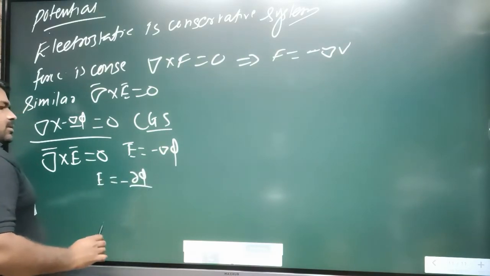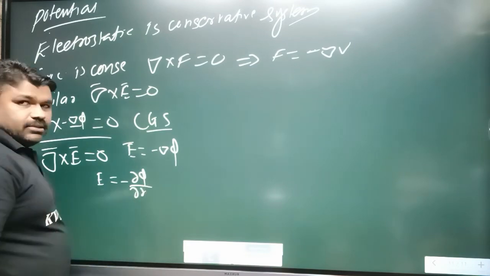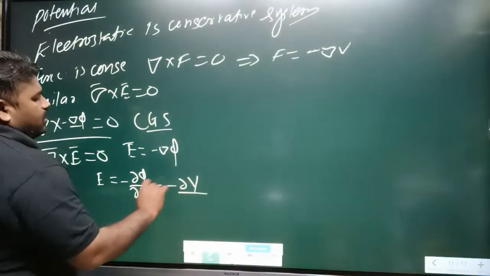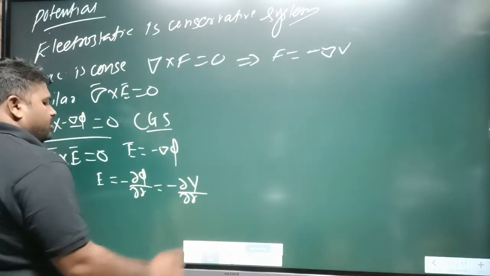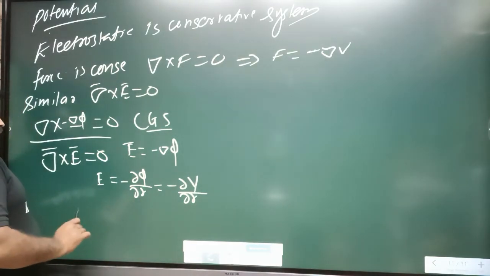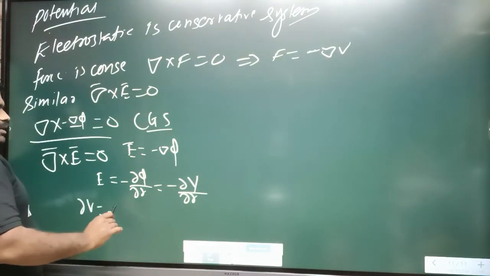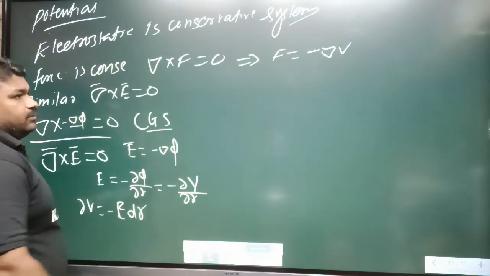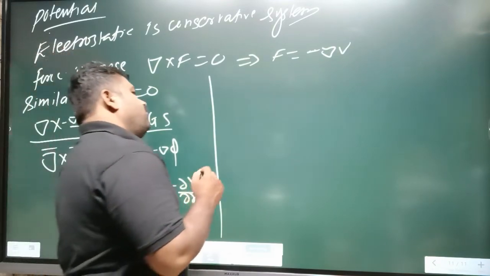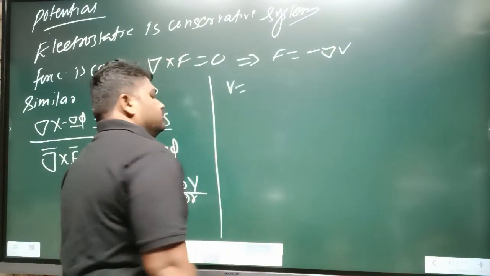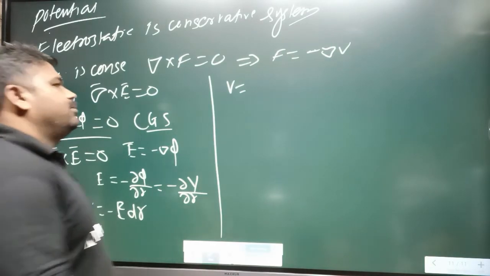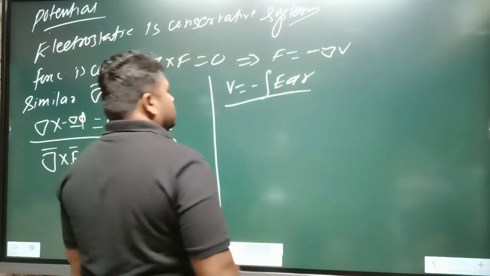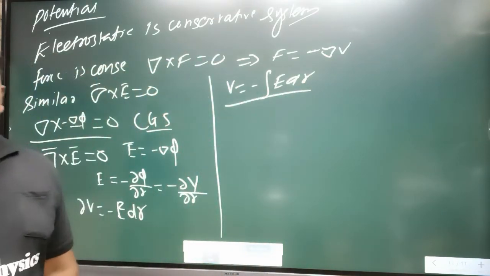Suppose E is equal to how much? Minus ∂ of potential, phi is replaced here by V, ∂V upon ∂r. Okay. Means ∂V is equal to minus E dr. Then what is the value of V? V is equal to minus integration of E dot dr.